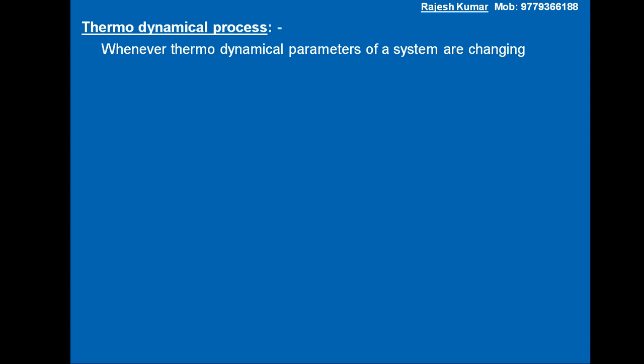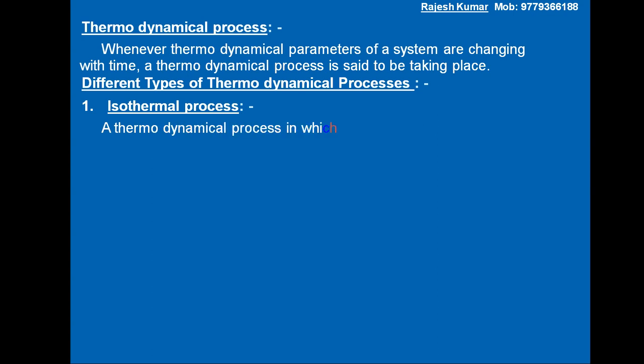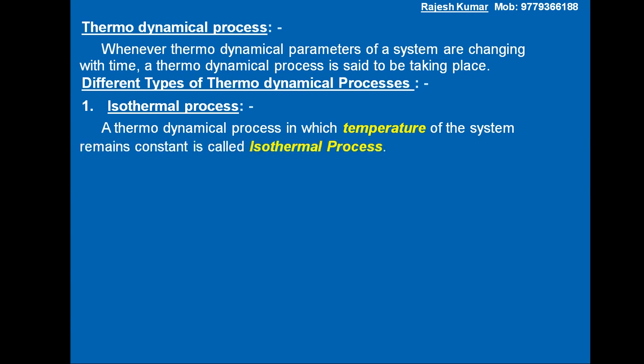Now, thermodynamical process. Whenever thermodynamical parameters of the system are changing with time, a thermodynamical process is said to be taking place. Different types of thermodynamical processes. Number 1, isothermal process. A thermodynamical process in which temperature of the system remains constant is called isothermal process.